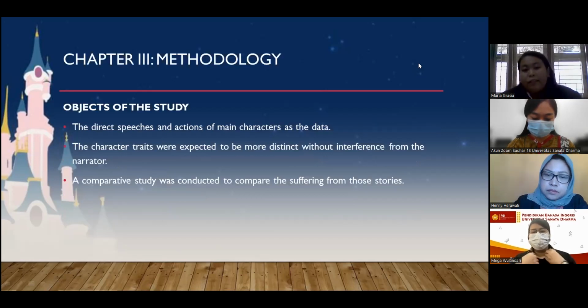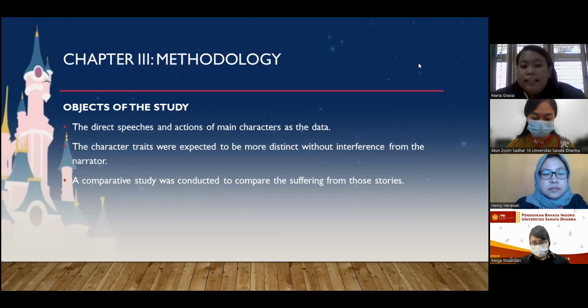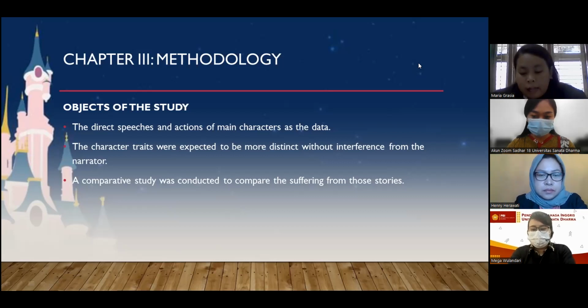Chapter 3, Methodology, Objective of the Study. The first one, the direct speech and action of the main character as the data. By focusing more on the direct speech and actions towards and by the main characters, the character traits were expected to be more distinct without interference from the narrator. Then a comparative study was conducted to compare the suffering in the two related stories by determining the differences or similarities.